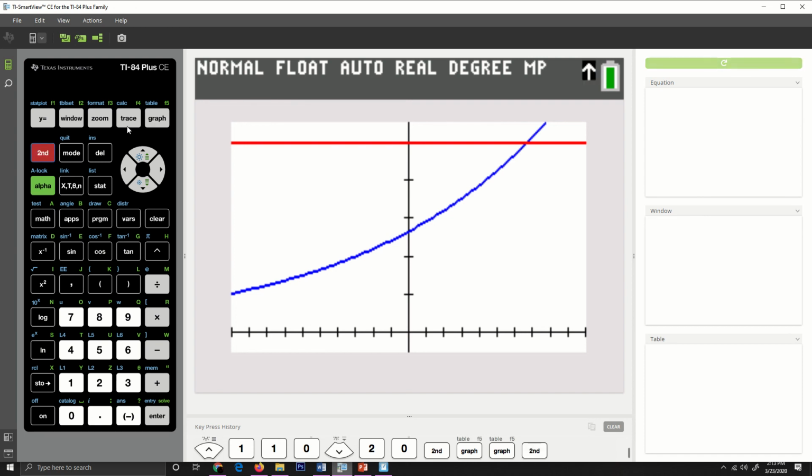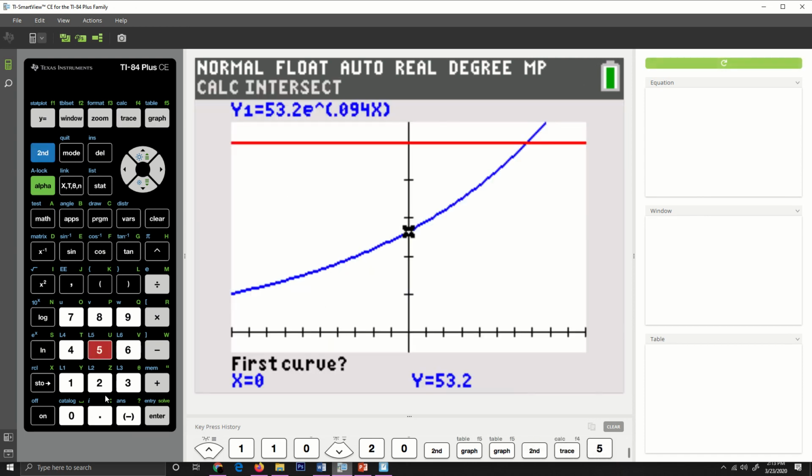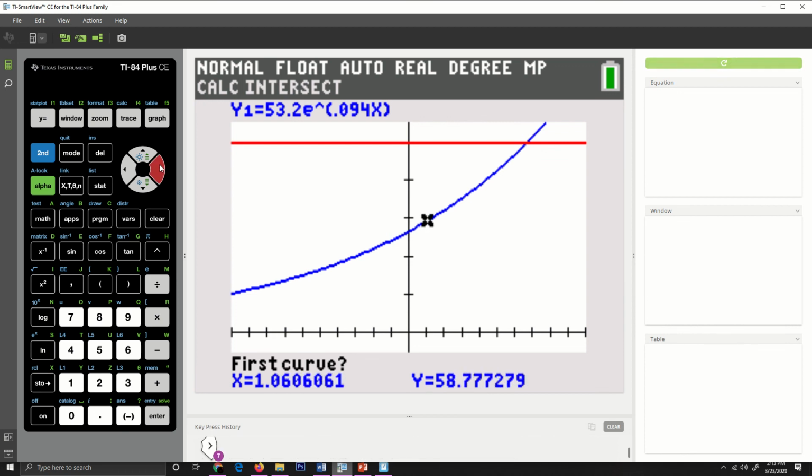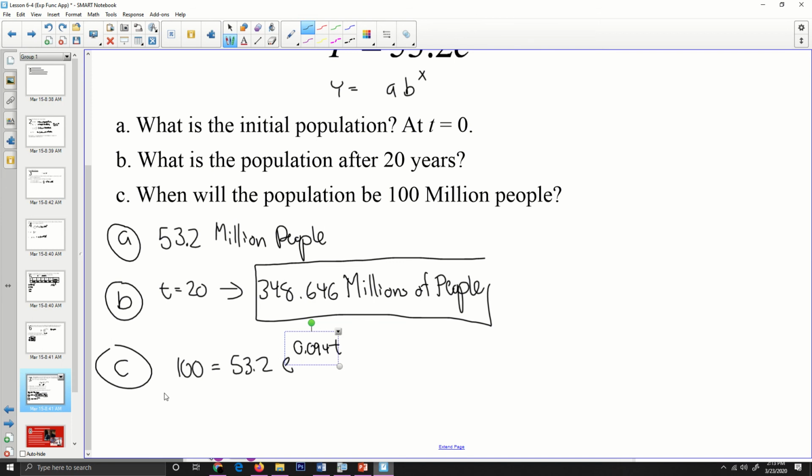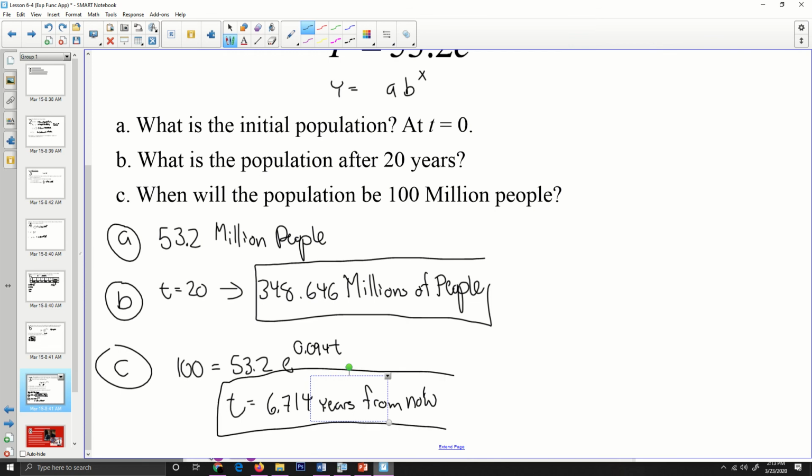So if I go second, I hit that trace button, go 5 for an intersect, and we just want to get close. So I hit my, oh, that's good enough. Hit enter 3 times, and at 6.714, t equals 6.714, and it says, when will the population be 100 million people? So 6.714 years from now. And that is our answer.